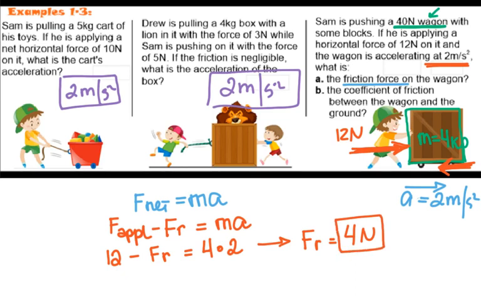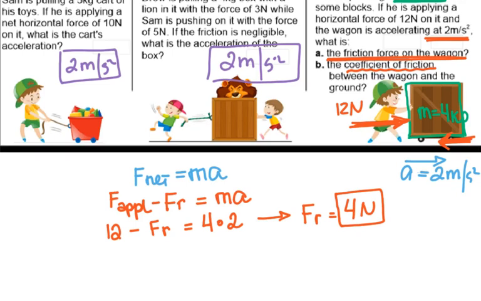Okay, so I solved the first part. I found what the friction is equal to, acting on the wagon. It is 4 newtons. But then they asked me, what is the coefficient of friction between the wagon, or maybe the tires of the wagon, and the ground? Well, I know the force of friction is equal to mu times N. What is my N in this case? So the normal force is equal to the force of gravity in this case, correct?